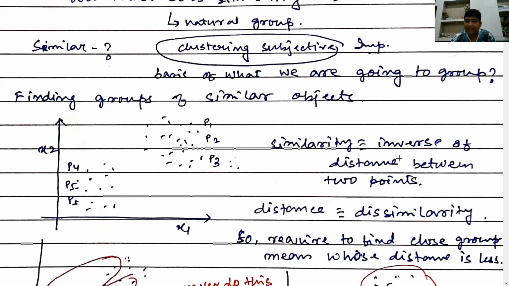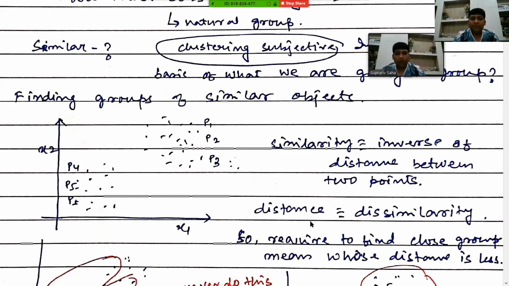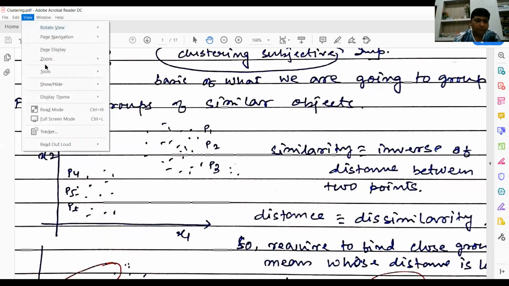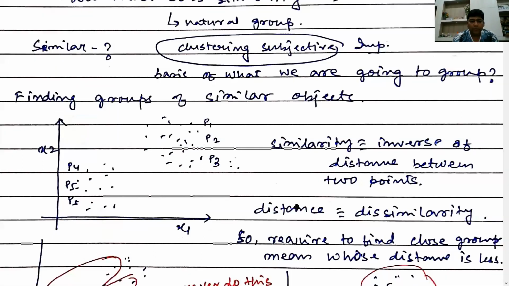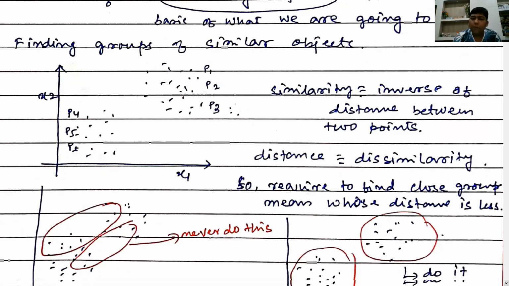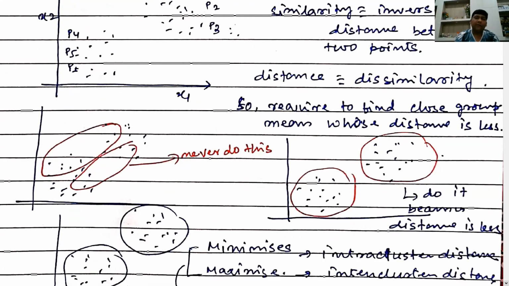I think you all understand this. Now come to the distance. What is the main concept of distance? Distance is equivalent to the dissimilarity. Distance is equal to the dissimilarity. And now, what is our main motto? Again, our main motto is to find the closest groups. Where the distance is very small, similarity is very high. This is our group.